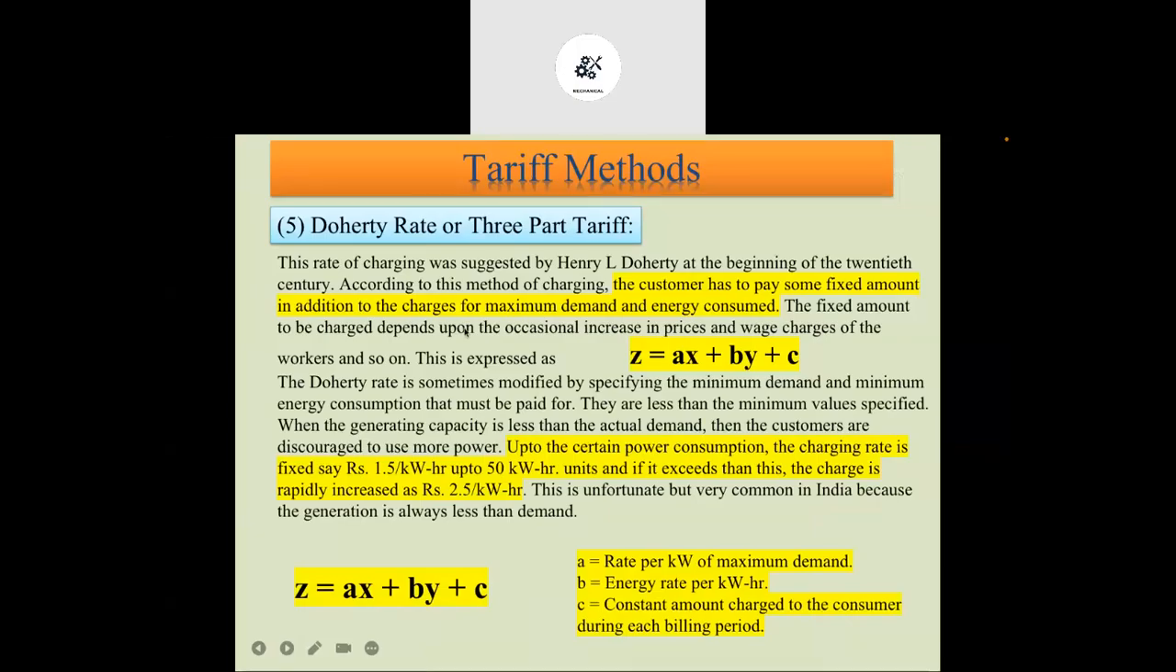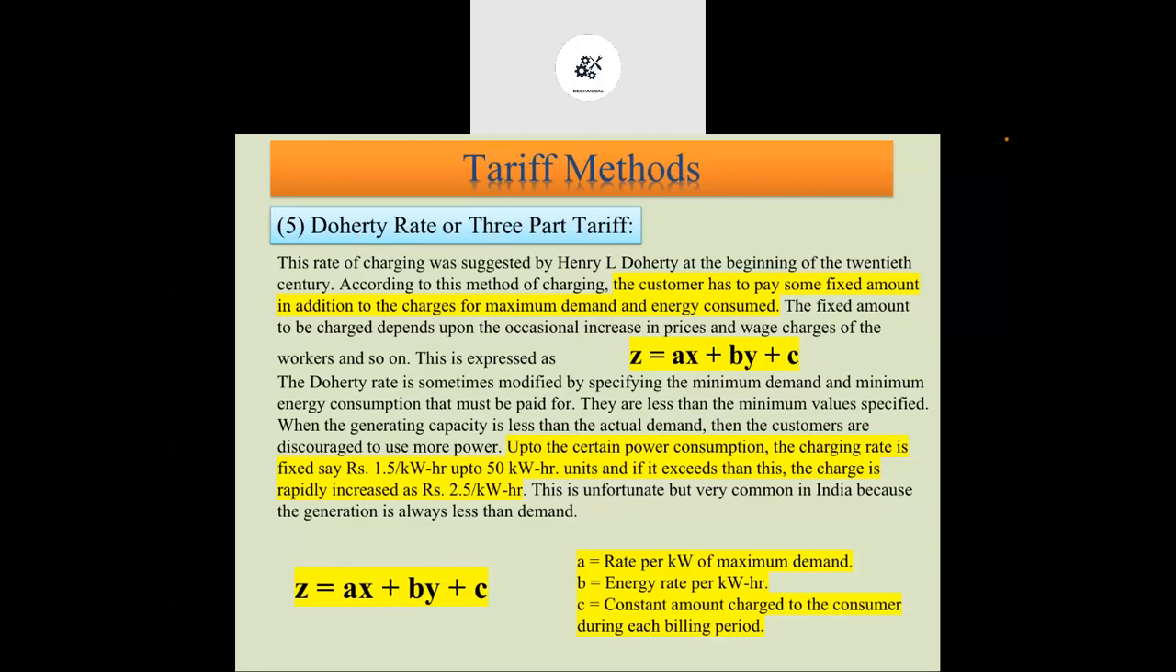Also, in the Doherty rate or three-part tariff, we have to consider the maximum demand, the total energy consumed, and also one constant amount which is charged to the consumer during each billing period. Generally, the tariff method we use in India is this Doherty rate or three-part tariff method. I will also share a screenshot of an electricity bill distributed by Mahavitran.